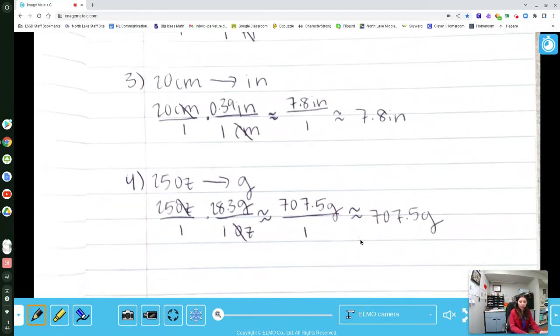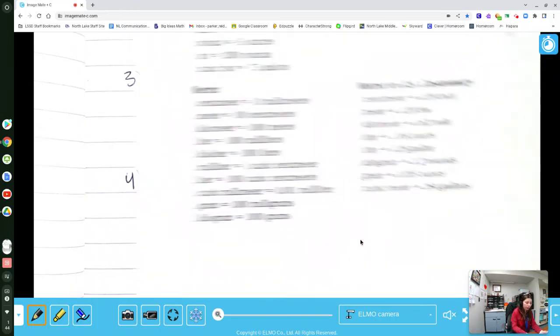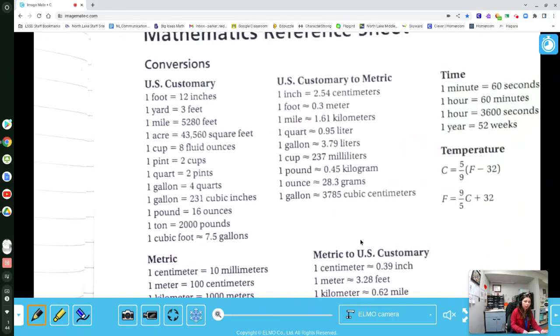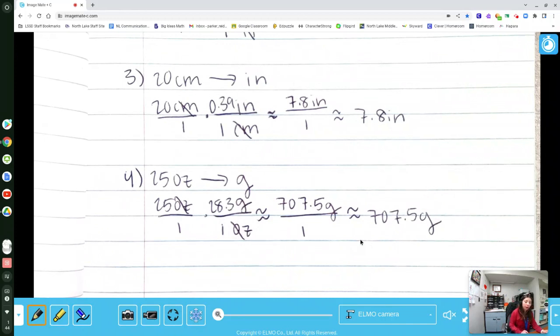So pretty much every single time here, we're taking our original amount, turning it into a fraction, and multiplying it by a conversion factor. That conversion factor can be found on this paper. Our goal is to cross cancel our original units and replace them with our new units.